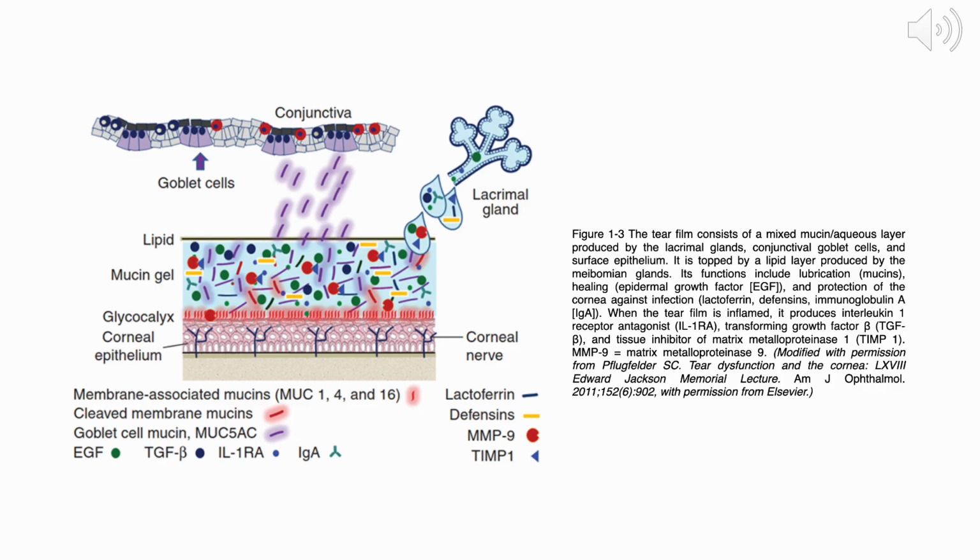Take a moment to study this schematic of the tear film. You'll see it's composed of three main layers: a lipid layer on the surface from the meibomian glands, an aqueous mucin mixture from the lacrimal gland and goblet cells, and a mucin-rich glycocalyx anchored to the corneal epithelium. Each component contributes to lubrication, protection, and immune defense. Pause here and look closely at the different elements before we move forward.